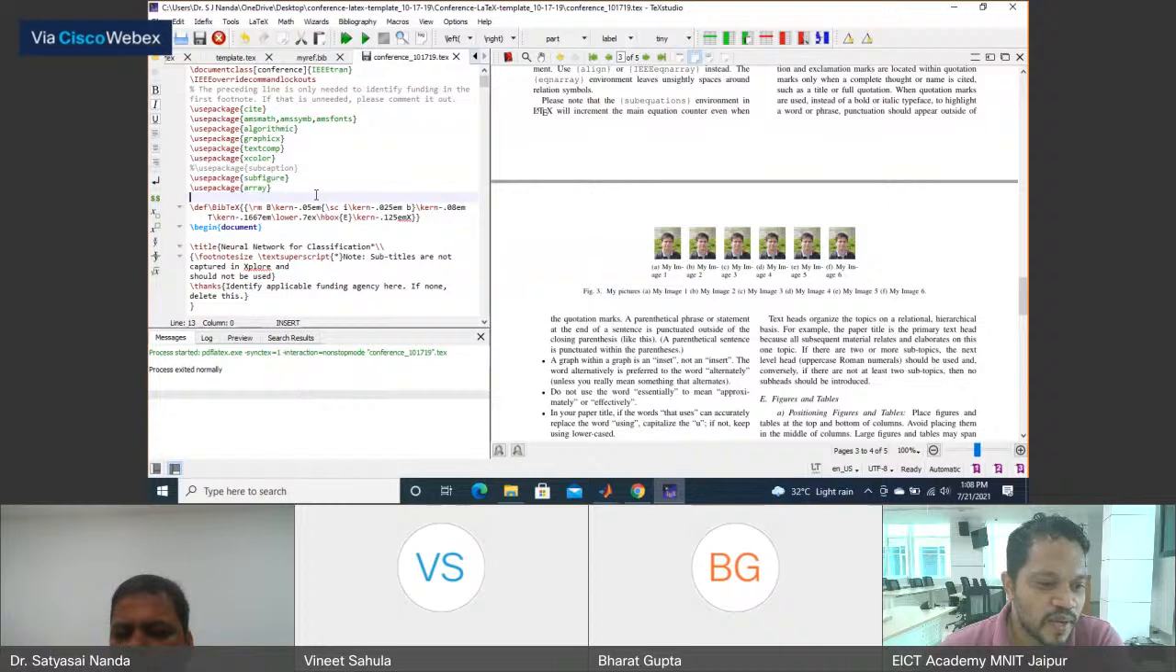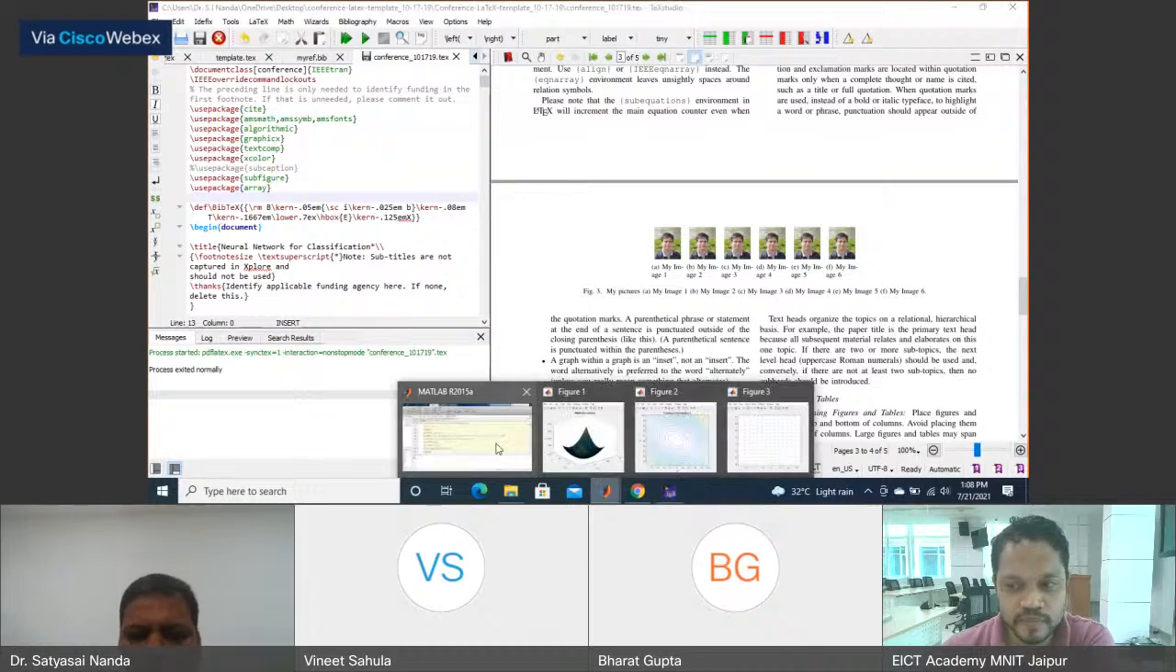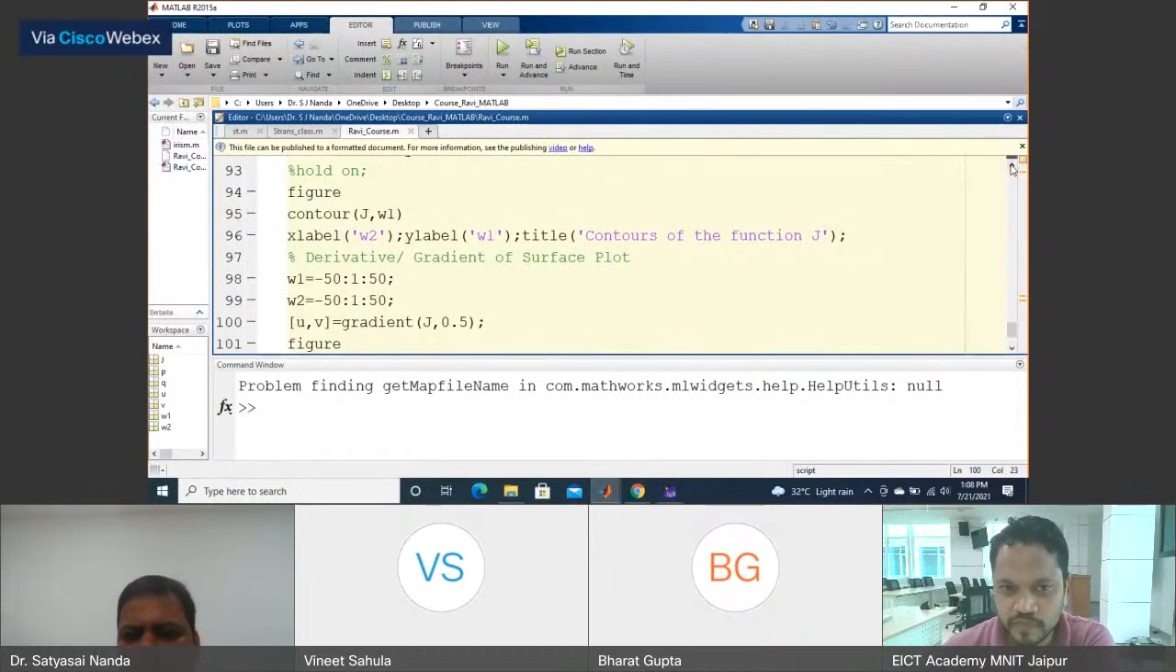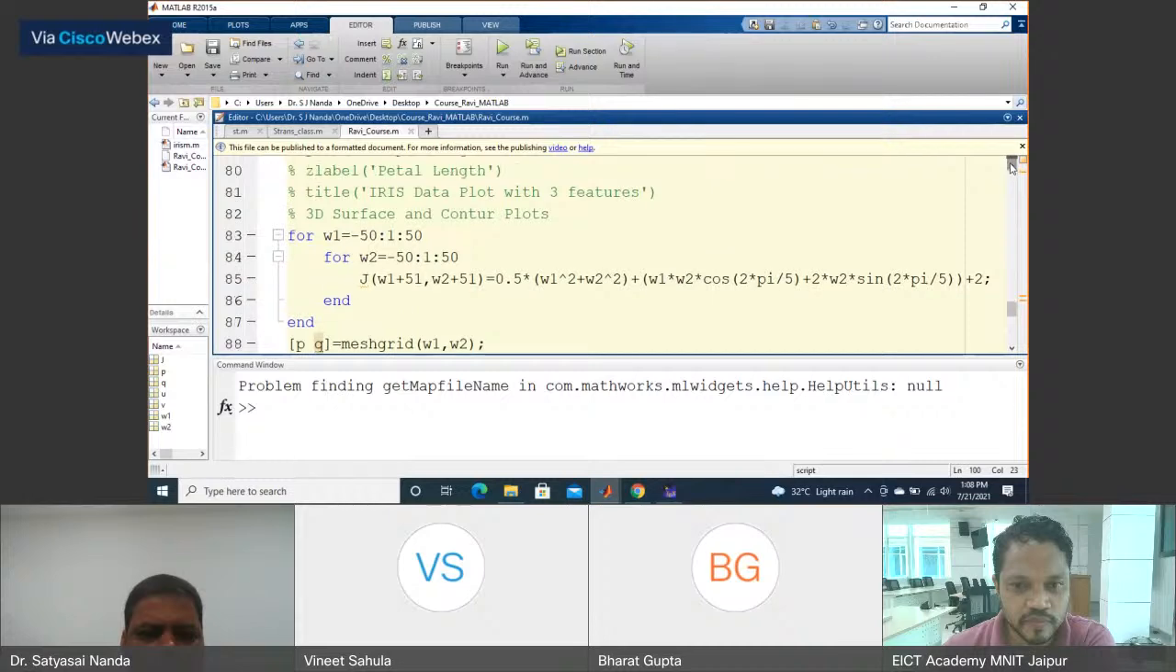How to plot an Excel file using MATLAB? They can load the Excel file in MATLAB and then go on with plotting the data. I have shown how to include data in MATLAB. In the same way, they can load the LaTeX also. So here I have shown it.